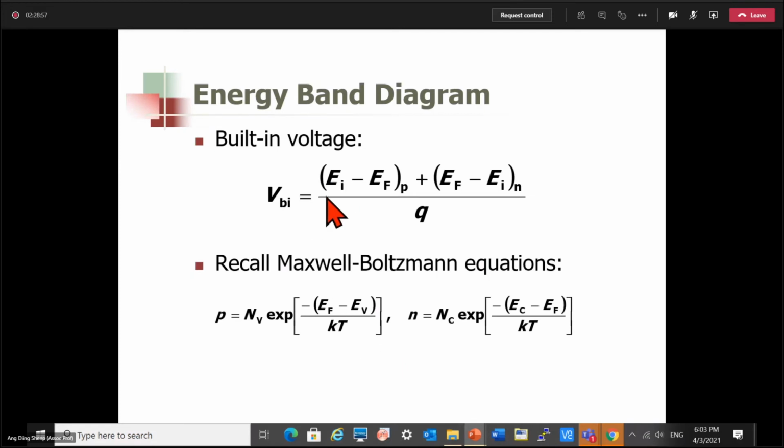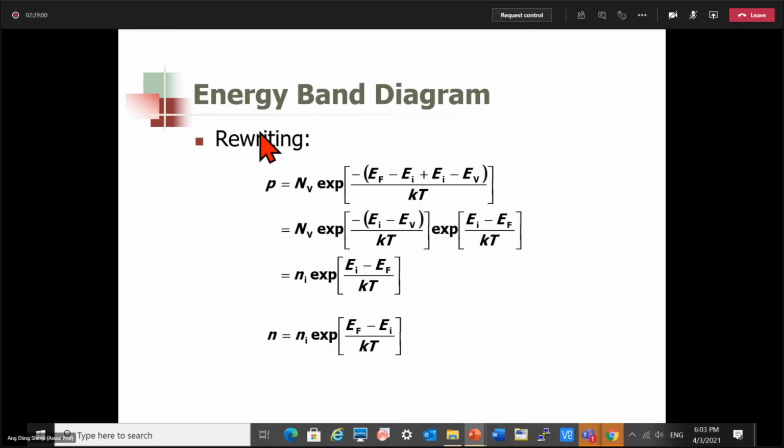I can bring the term EI into these two equations by doing this. I will do it only for the P side; you can try it for the N side yourself. Writing the Maxwell-Boltzmann equation for the hole concentration, I have introduced the EI terms: I have added minus EI and I included plus EI. Mathematically, I'm not changing the equation, because the two EI terms cancel out anyway. However, doing so allows me to re-express the exponential term as the product of two exponential functions by regrouping the exponent.